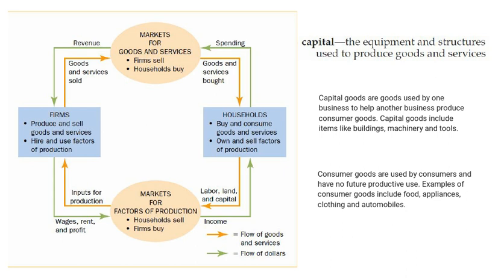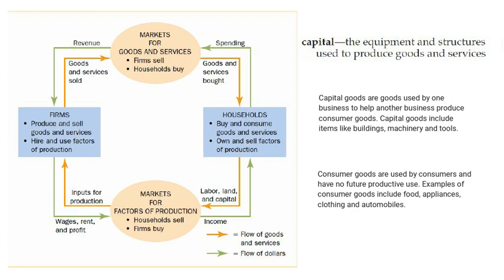All right. So again, this is the circular flow diagram. There's some vocabulary that we need to be in touch with. Capital in economics refers to equipment and structures used to produce goods and services.